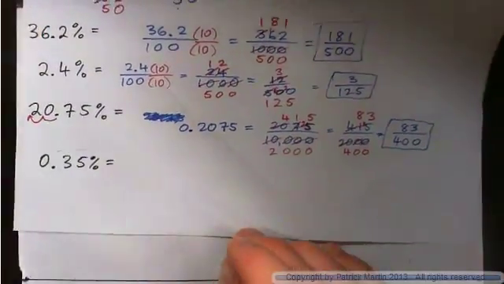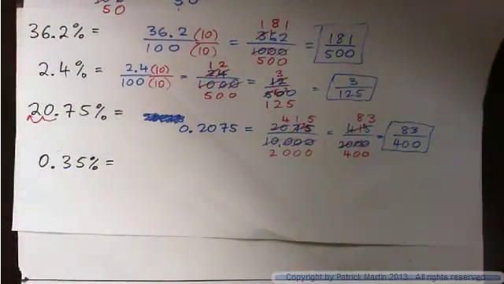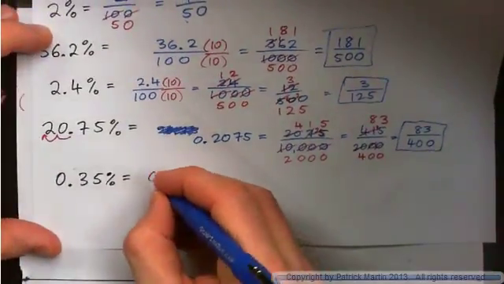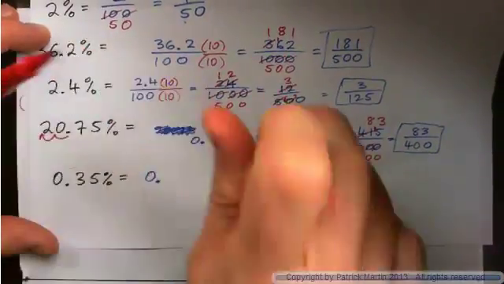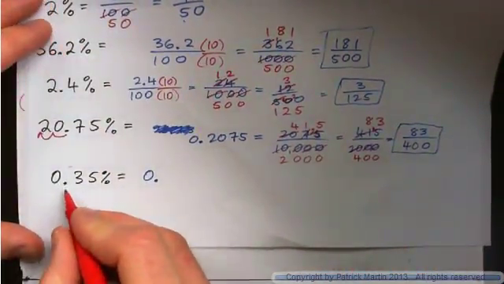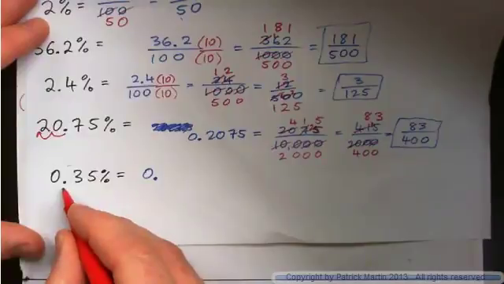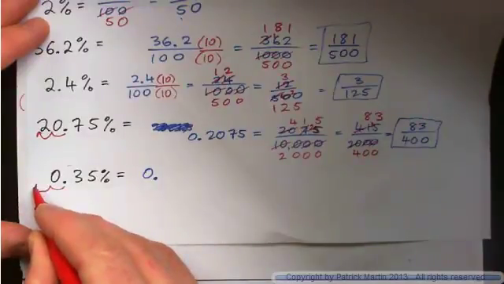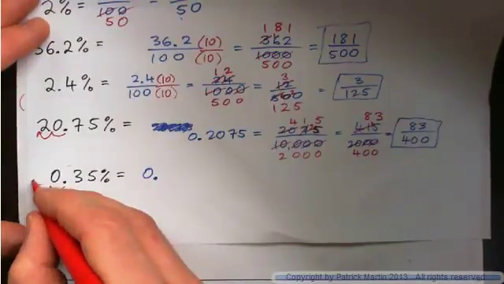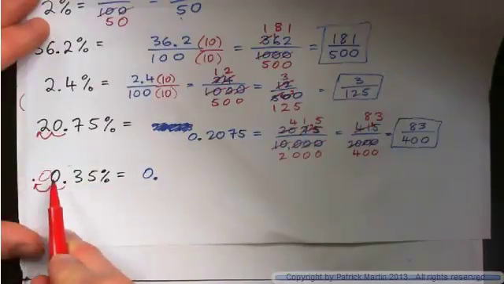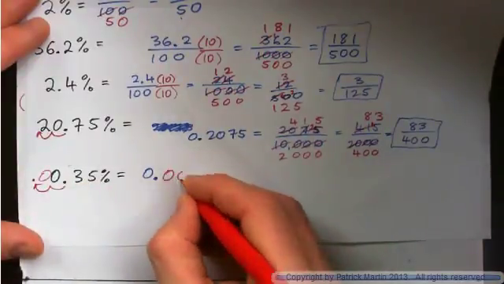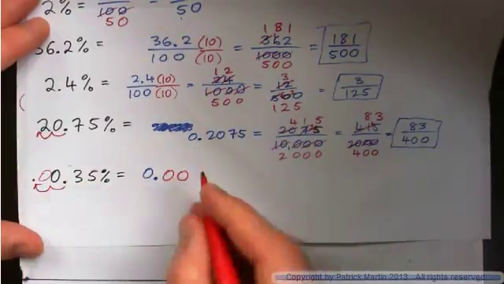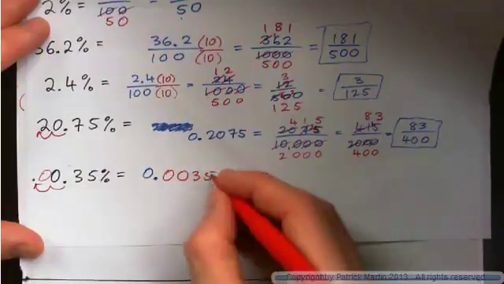0.35%. First of all, make life easy for ourselves. Just write this as a decimal to begin with. Turn that into a decimal. To turn a percentage into a decimal, you move the decimal point 2 spaces to the left and get 0.0035. So 0.0035 is the answer there.